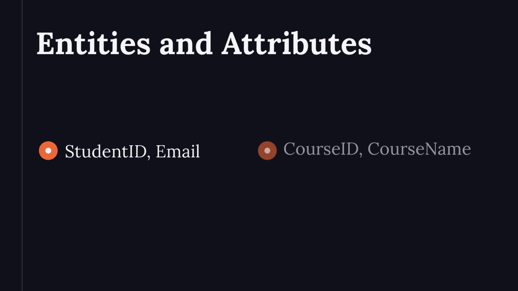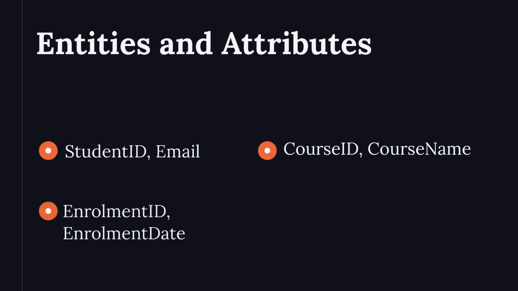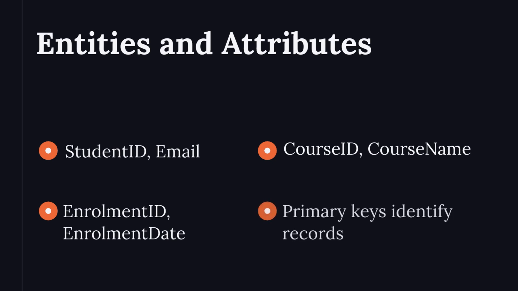Each entity includes attributes that reflect user data needs. Student entity has attributes like student ID and email. Course entity includes course ID and course name. Enrollment entity has enrollment ID and enrollment date. Primary keys uniquely identify each record.